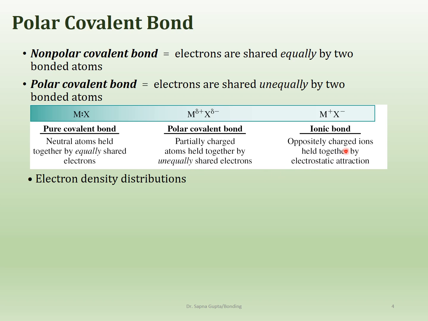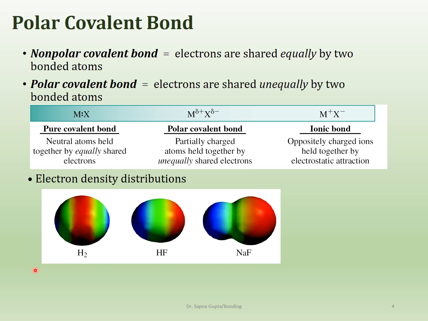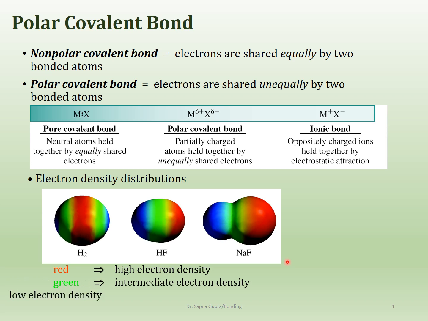And then we have the ionic bond. In an ionic bond, it's a complete transfer of electrons. So of course, one element, X over here, has more electrons than M, which has given away its electrons. So this is a complete polar compound, whereas in a polar covalent bond there is just a slight charge. You can see this as far as electron density is concerned, and these are the different colors that you would get.